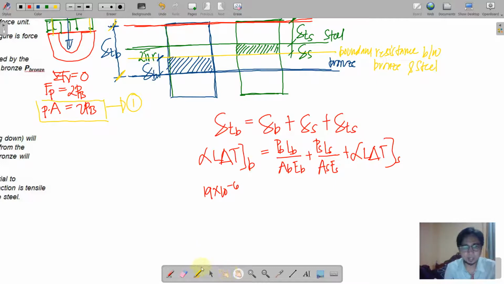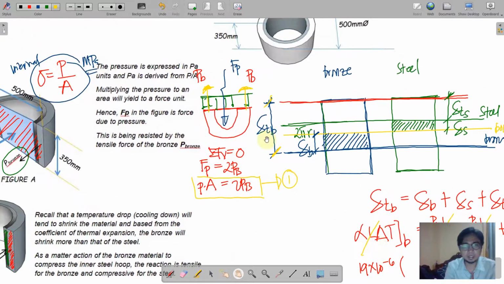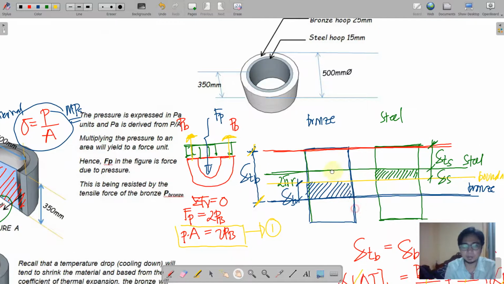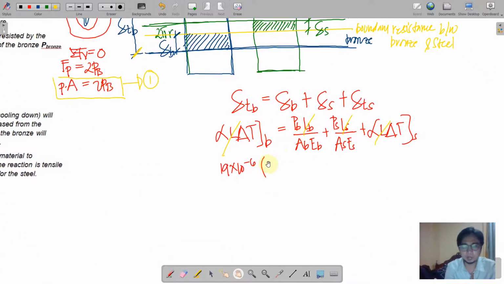And then for the length, what is the length to be considered here? If you would notice, L here is common to all of the equation. Okay, the lengths are the same, di ba? So that length is this 350 millimeter. That is common to all of the sides of the equation.